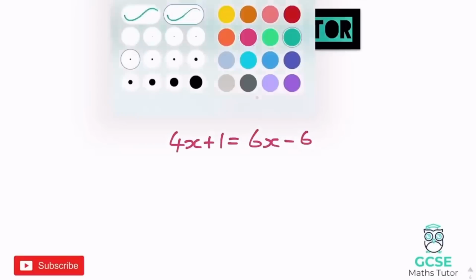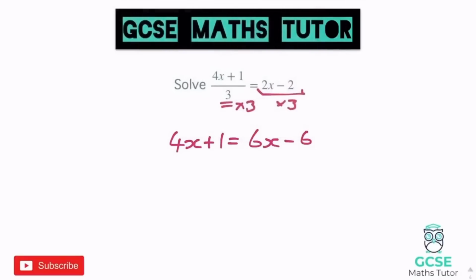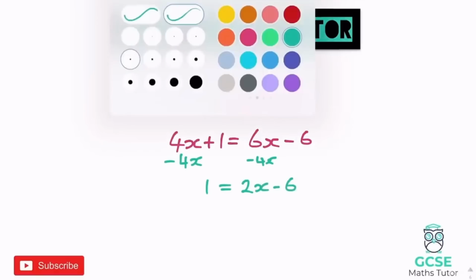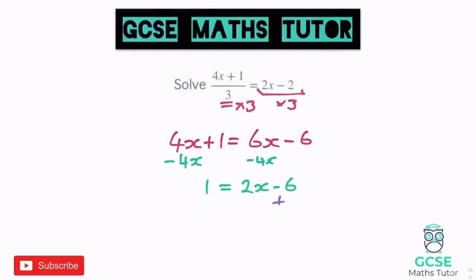And then we're just going to treat this just like we did in the earlier questions. So get rid of the smallest value of x, which is the 4, so minus 4x. And that leaves us with 1 equals 2x minus 6. Then we can get the numbers on one side, so leave the 2x where it is. Let's add 6 to both sides. And we get 7 equals 2x.